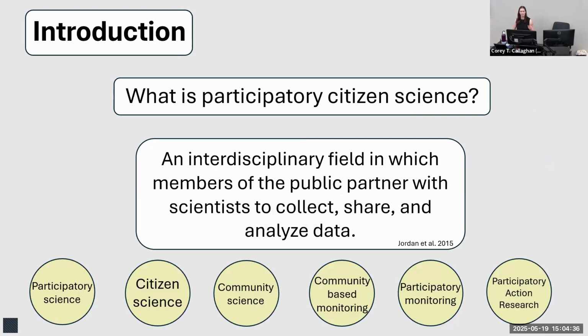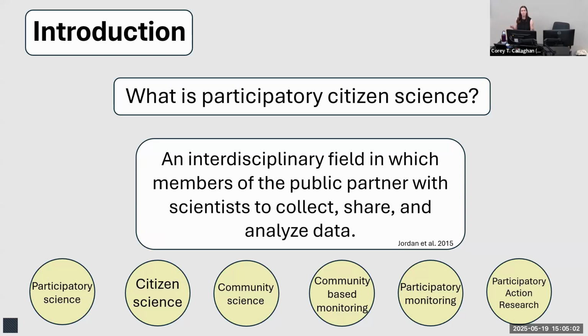So even though a lot of you here, at least I know, are definitely familiar with participatory science, citizen science, I thought I would start with just a definition. And this is the one I used in my thesis. So participatory citizen science is an interdisciplinary field in which members of the public partner with scientists to collect, share, and analyze data.